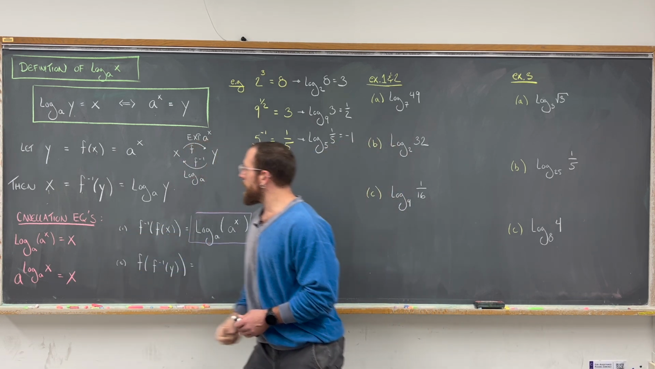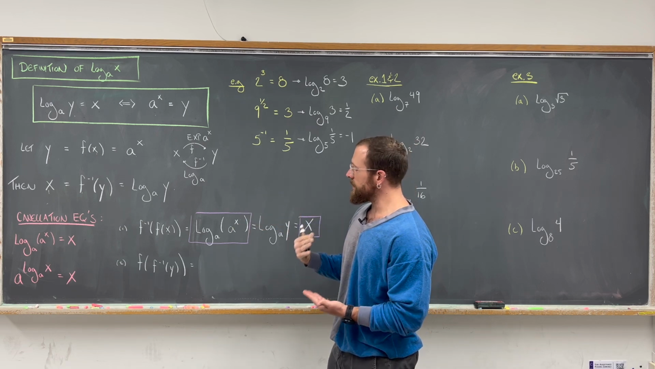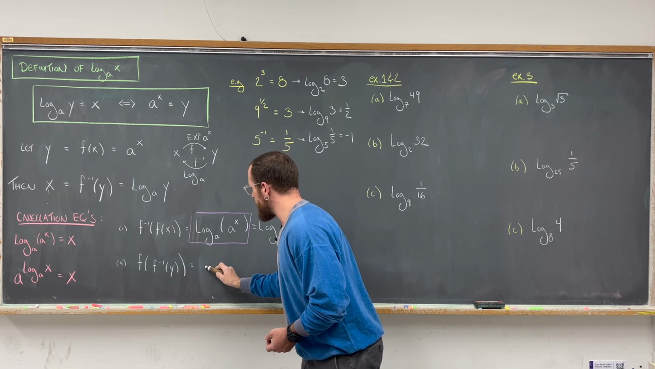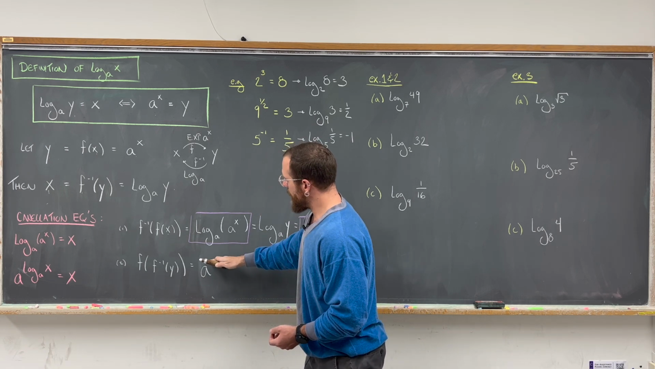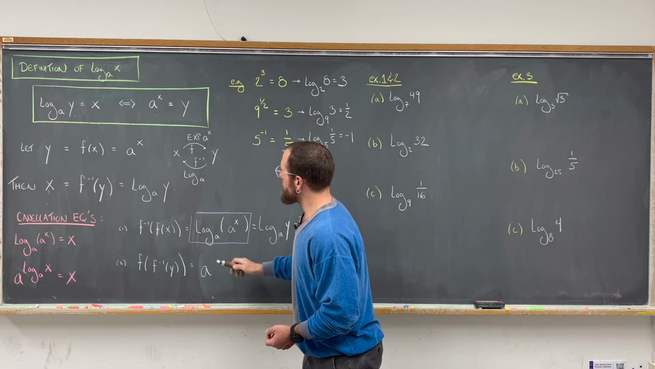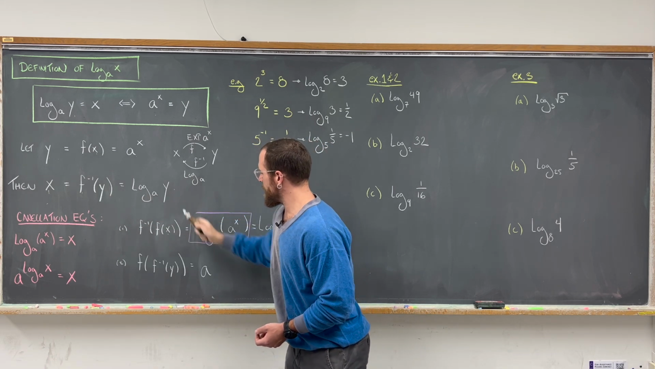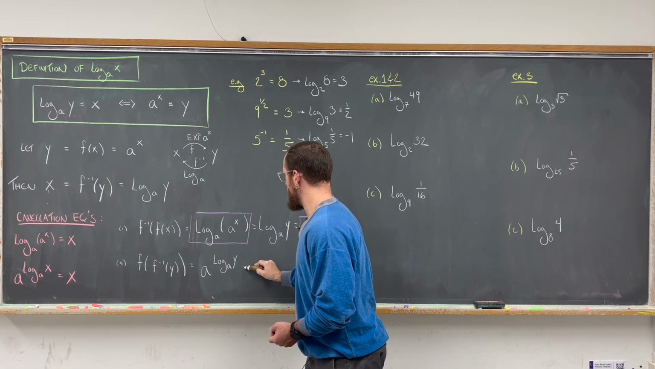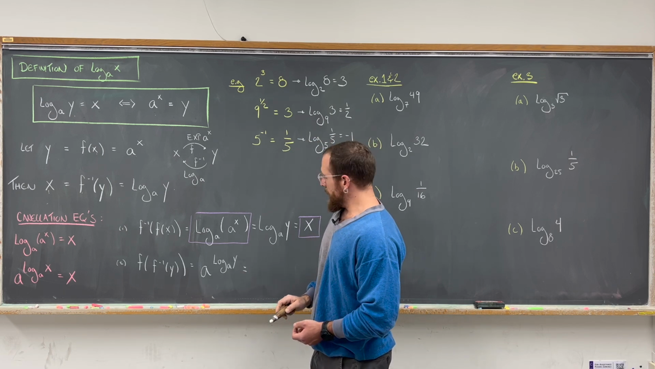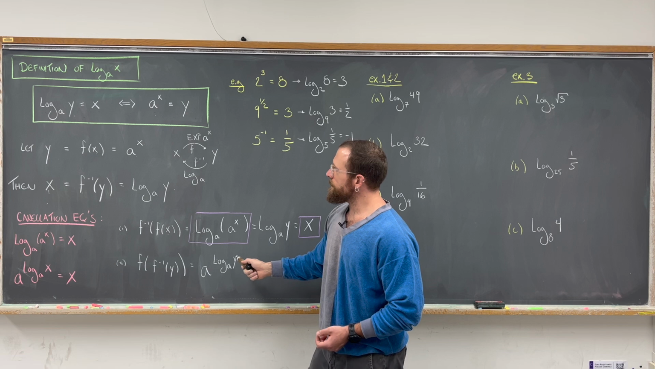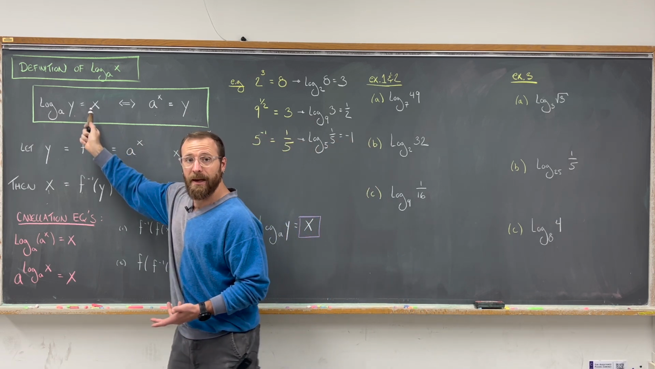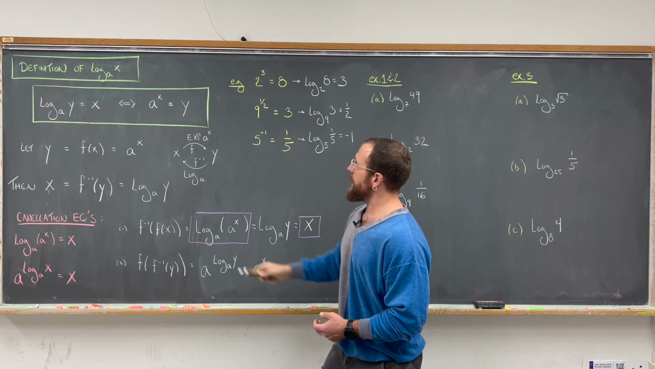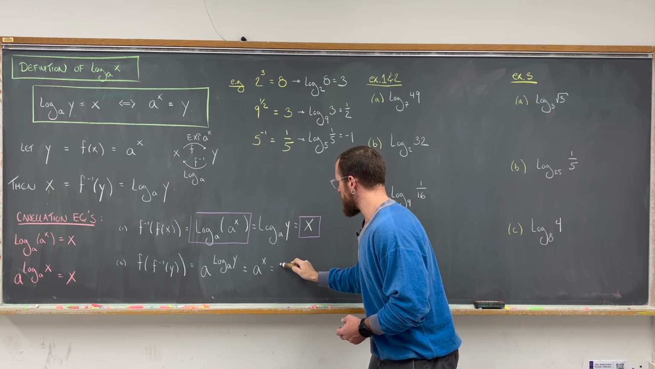Okay? The other one is to compose these functions in the reverse order, starting with f inverse inside of f. That would look like a to the power f inverse of y. So that would be a to the power log base a of y. So log base a of y goes upstairs here. What is that? Well, log base a of y is x, so this is just a to the x. And what is a to the x? A to the x is y, so this is just y.